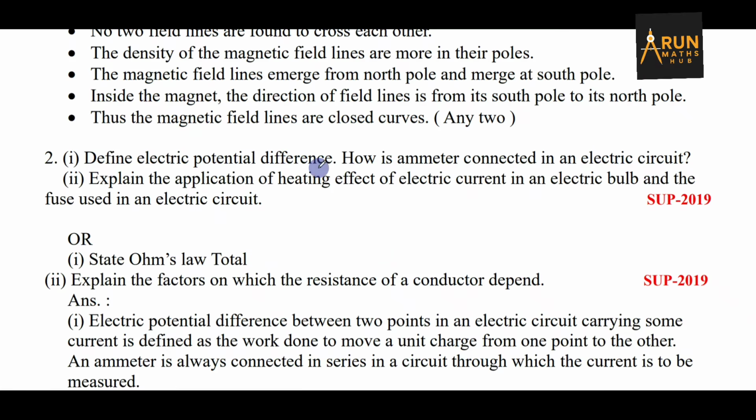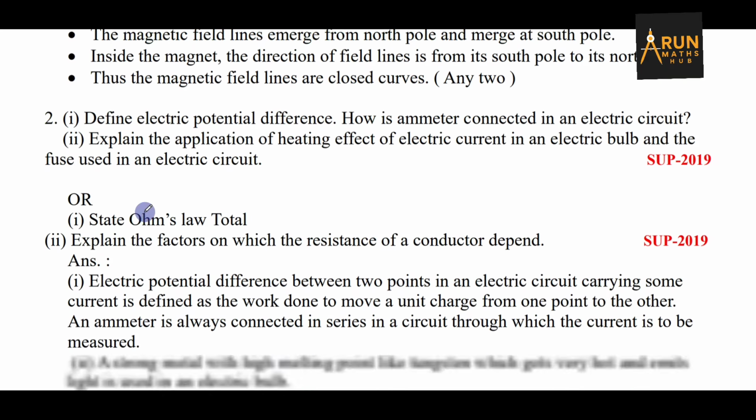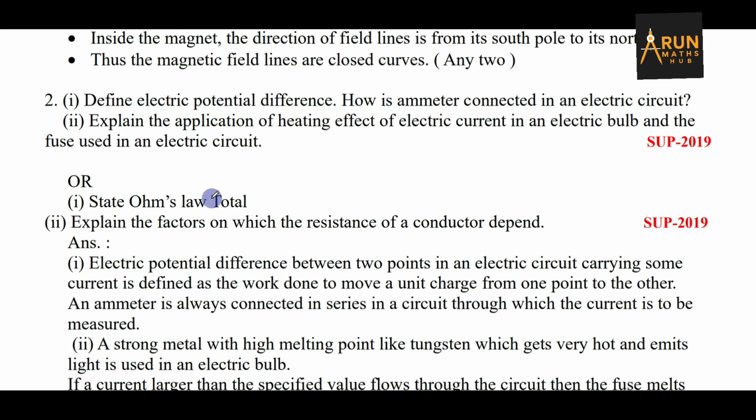Define electric potential difference. How is ammeter connected in an electric circuit? Explain the application of heating effect of electric current in an electric bulb and the fuse used in the electric circuit. Students, you can see the repetitions of questions. Electric potential difference between 2 points in an electric circuit carrying some current is defined as work done to move unit charge from one point to another.